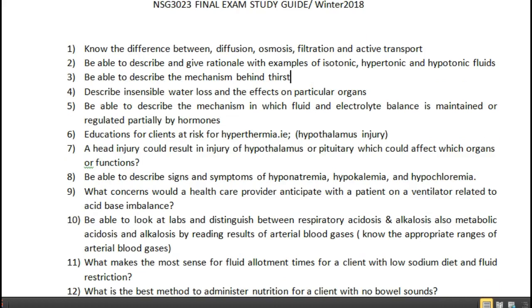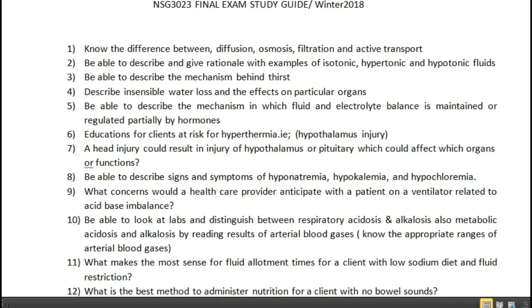Question number 2 is be able to describe and give rationale with examples of isotonic, hypertonic, and hypotonic fluids. I will probably say, this person is given 0.225 of normal saline, and you simply need to know whether it's isotonic, hypertonic, or hypotonic.